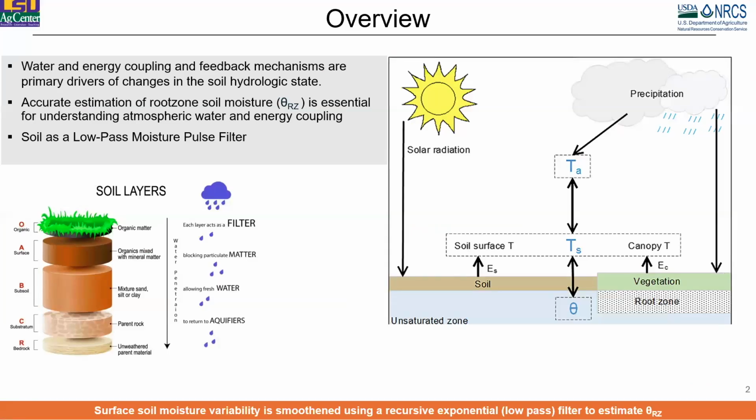So water-energy coupling are the primary drivers of soil hydrological state, and accurate estimation of root zone soil moisture helps us to understand and be able to manage water resources properly, especially trying to understand plant water stress. And we know that soil serves as a low-pass filter.